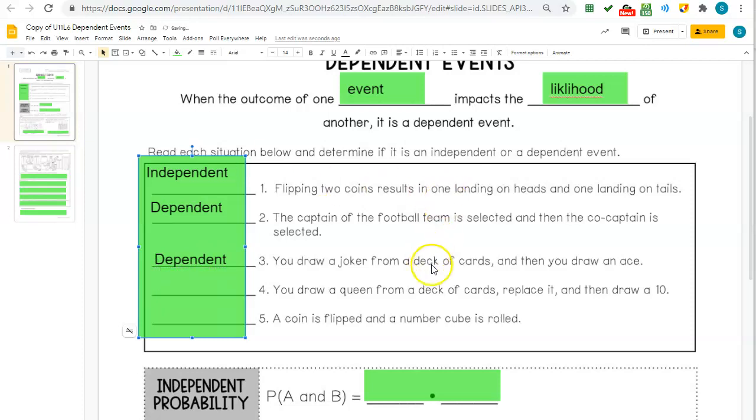You draw a queen from a deck of cards, replace it, and then draw a 10. Well, by replacing it, this deck is in the exact same state it was before, meaning all mixed up and all cards equally likely, so that one is independent. Alright, last one, and I'm going to just take the text size down a bit, that way it fits. A coin is flipped and a number cube is rolled. The outcome of the coin is not going to affect the cube. The outcome of the cube is not going to affect the coin. Those are independent.